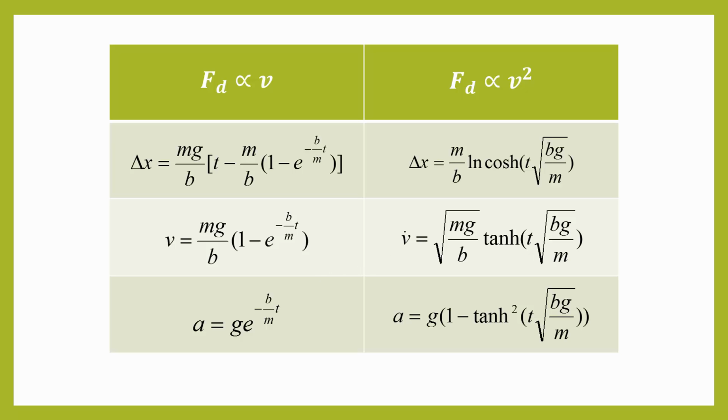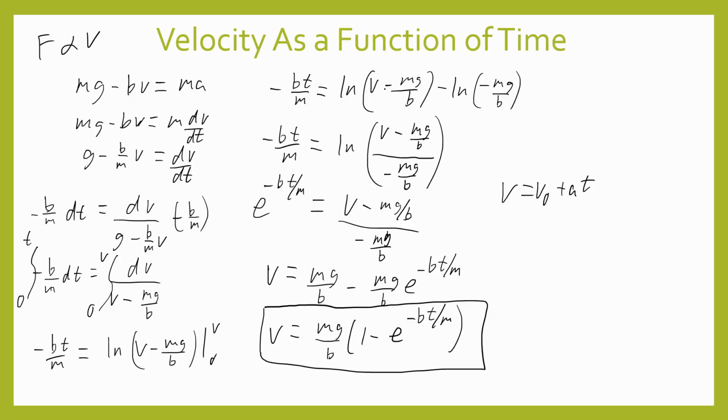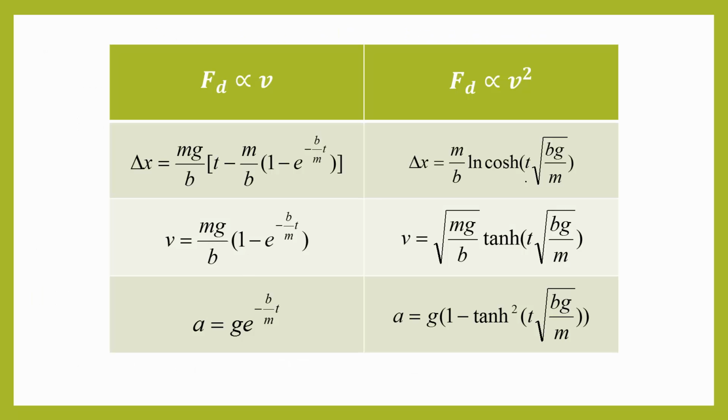You can go through a similar derivation where you have it proportional to v squared instead of v. You start out just the same. It's just that this is going to be a v squared here, this is going to be a v squared, and this is going to be a v squared. So that's going to end up changing your integral, and you end up with more nasty stuff. You end up with hyperbolic functions, but you can fit it.